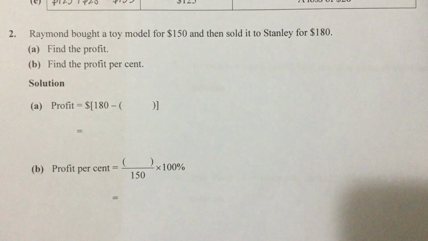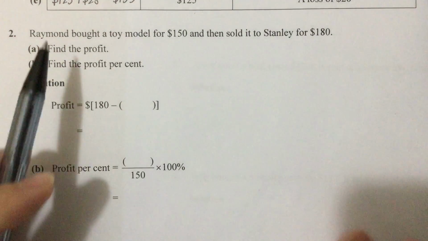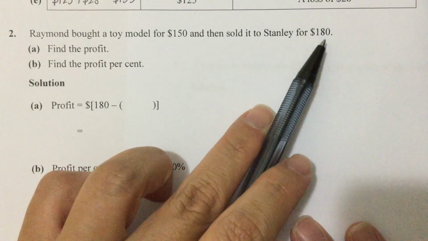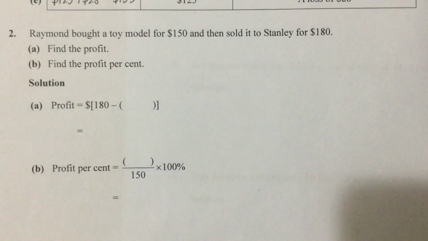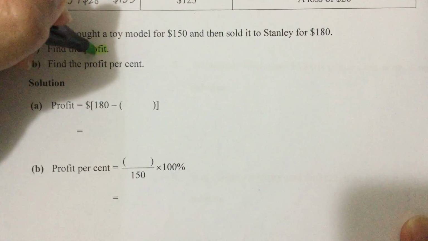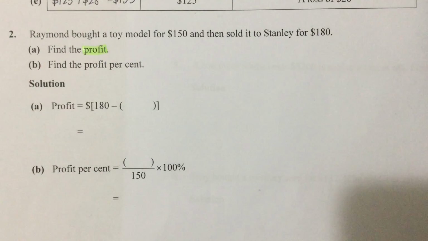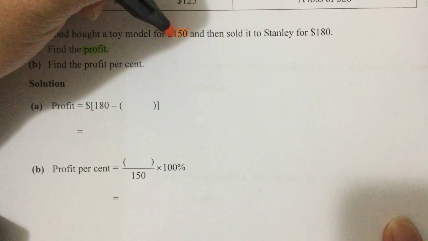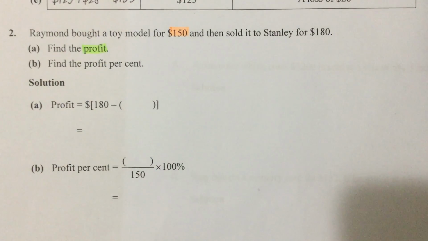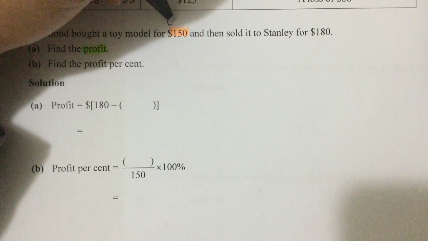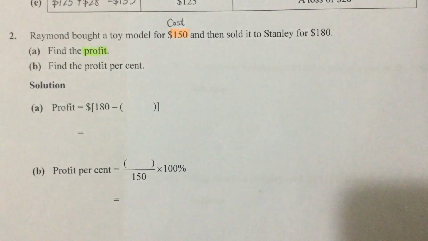Okay, now first of all, Raymond bought a toy model for $150 and then sold it to Stanley for $180 and found the profit. That means this time for part A, you are going to find the profit. And then pay attention. So what is 150 this time? For 150, you must distinguish whether this is cost or selling price. The answer is, because Raymond bought it first and sold it later, this one is the older one. So this one is the cost, obviously.